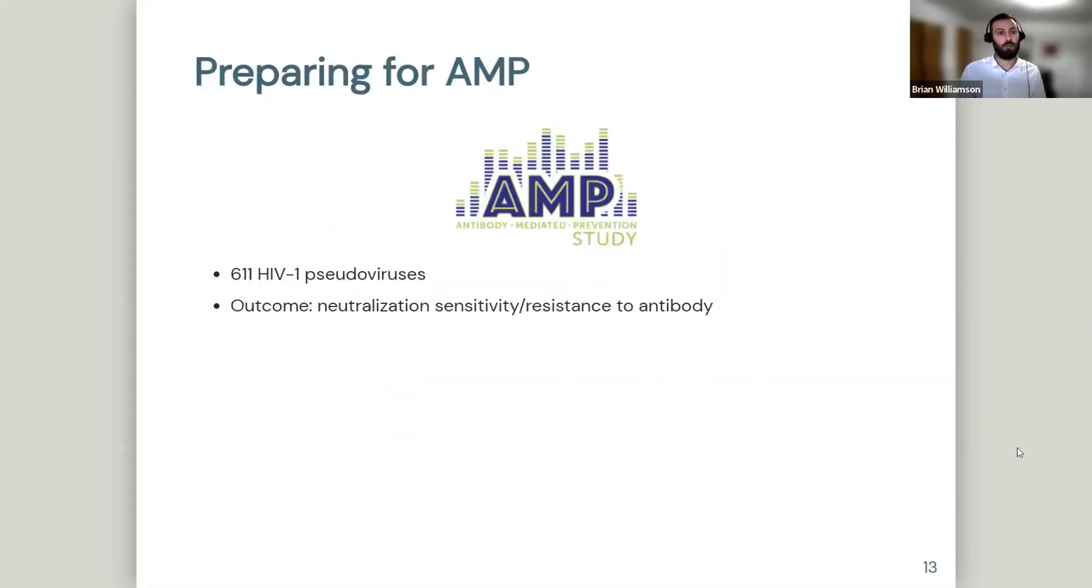And so turning back now to the antibody-mediated prevention trials, what does this look like in practice? So here, to prepare for these trials, we were interested in determining important mutations to focus on in the primary efficacy analysis. To preserve statistical power, rather than looking across the whole genome for mutations at each position in the genome, we wanted to pre-screen those. And so we have a publicly available data set of about 600 viruses, and our outcome of interest is resistance, so whether or not a particular virus is resistant to neutralization by the antibody, meaning that the antibody doesn't work for killing off that virus in a petri dish.